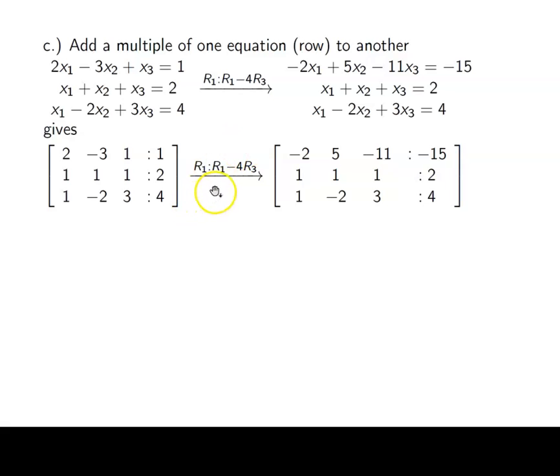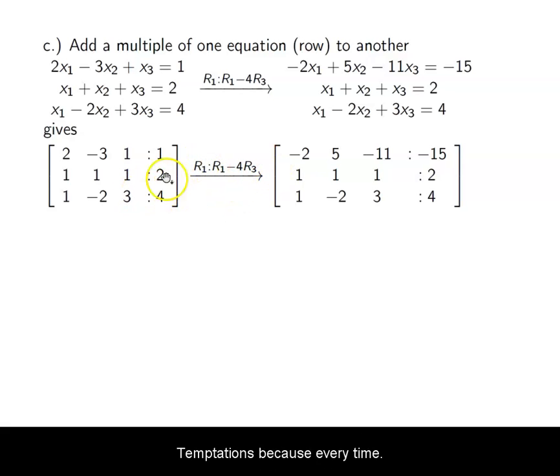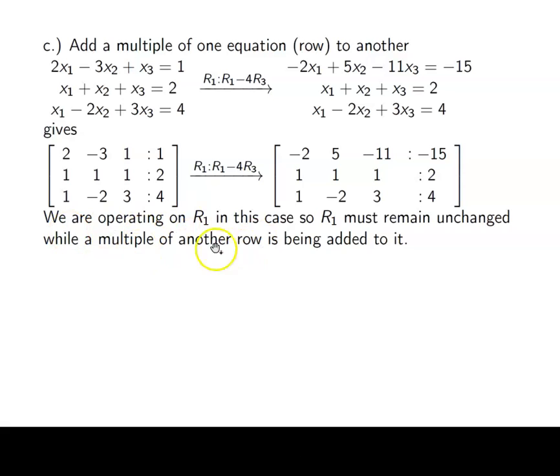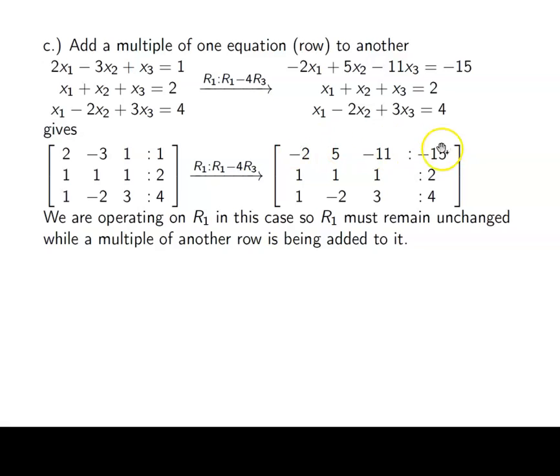So those are the 3 elementary row operations and the different notations. Really be familiar with the notations, because every time we do something in this section, we have to write the notation. It allows the reader to know what you did from one matrix to the next. Again, we're operating on the first row. Row 1 remains unchanged, and what we're doing is adding a multiple to it. That's why we say row 1 becomes itself plus a multiple, and then we write the end result.